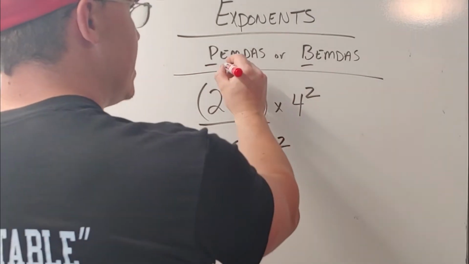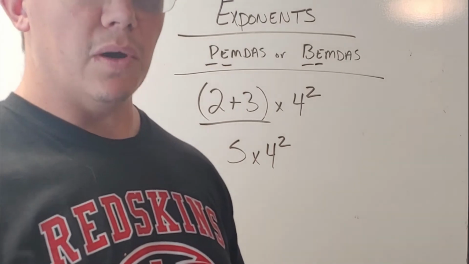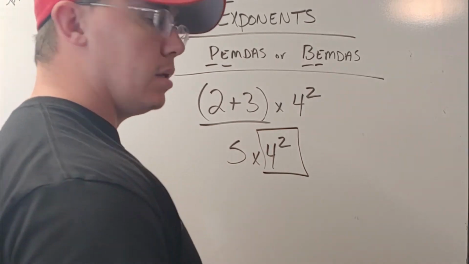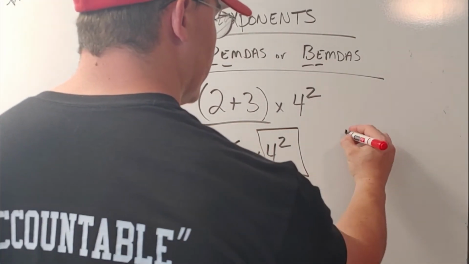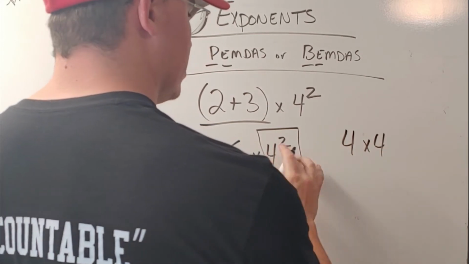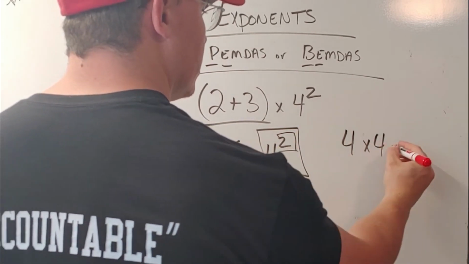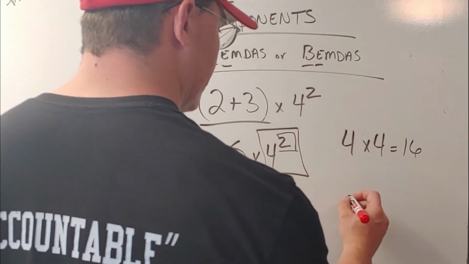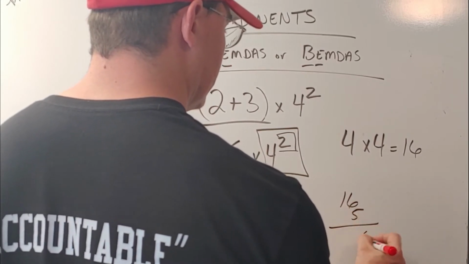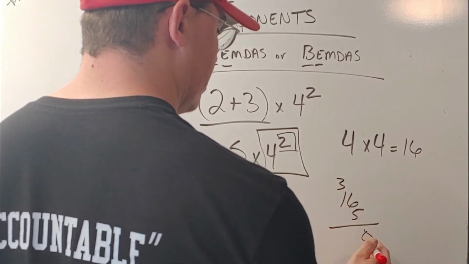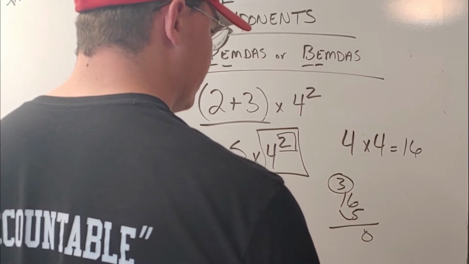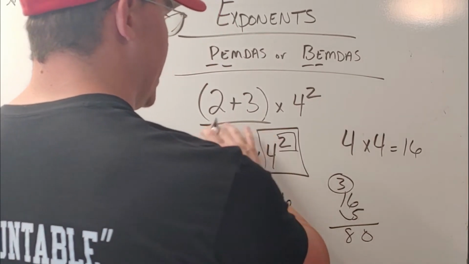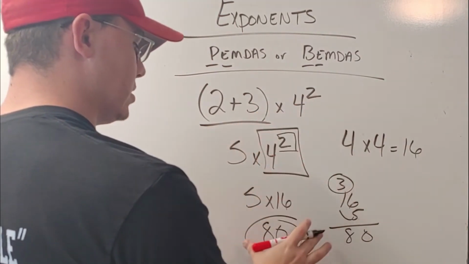Now, the E, that stands for exponents. So that goes before multiplication. So we have to do the exponent first. So now we got 4 to the second power, which means what? 4 times 4, because there's only a 2 right here. So 4 squared is going to give us 16. So now we have 5 times 16. Come over here and do the 16 times 5. 6 times 5 is 30. Got that. Bring up my 3. 5 times 1 is 5. Add the 3. 80. So the answer to this expression would be 80.